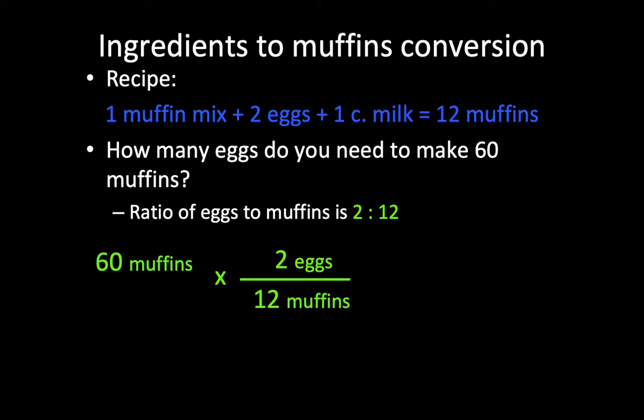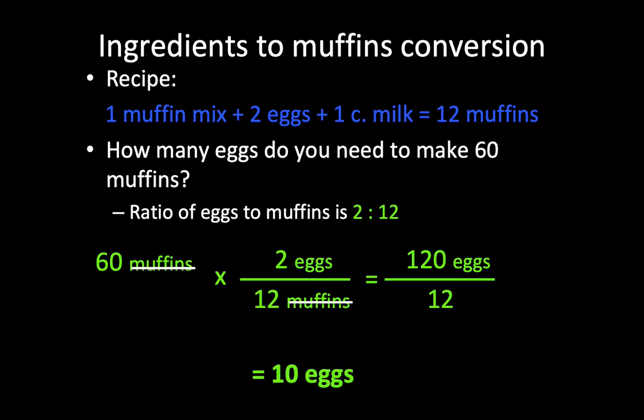So if we wanted to find out how many eggs we need to get 60 muffins, we start with our given there. And if you notice, we now have muffins on top and muffins on bottom, so those units are going to cancel out. Now we're left with our numbers. So we're going to do 60 times 2 divided by 12, and that would tell us how many eggs we need. In this case, we would need 10 eggs in order to make 60 muffins.